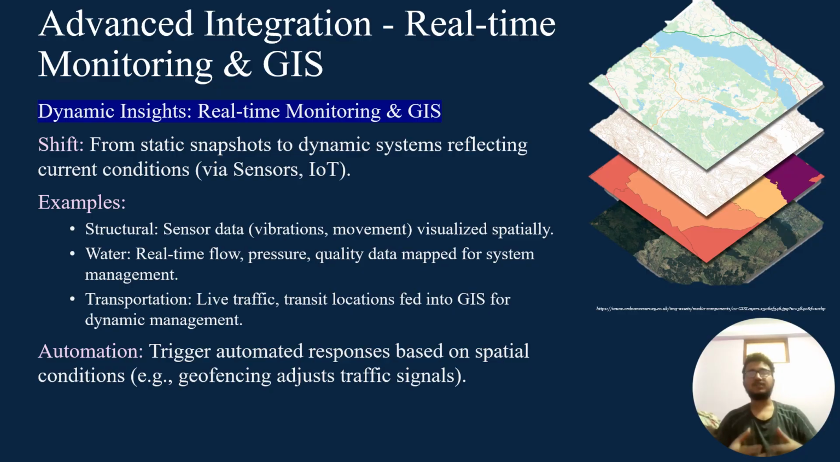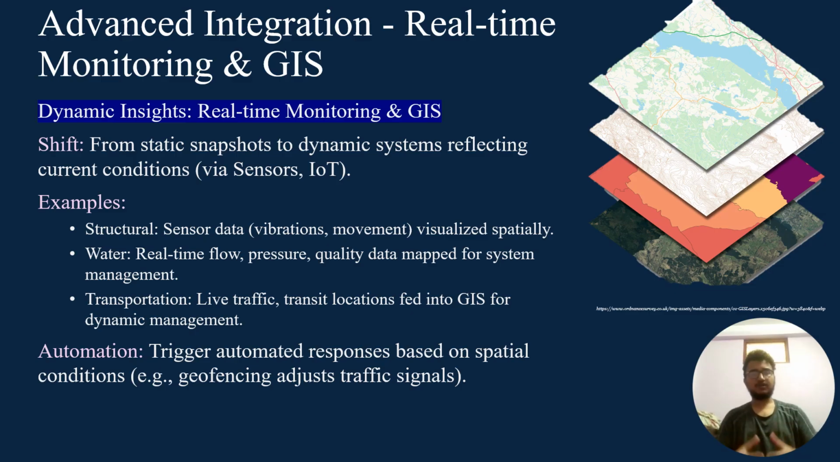The integration of GIS with real-time monitoring systems is transforming how we manage infrastructure and respond to events. Traditional GIS has largely been static, representing conditions at a specific point in time. The integration with sensors and IoT, or Internet of Things, devices creates dynamic GIS platforms that reflect current conditions and detect changes as they occur.